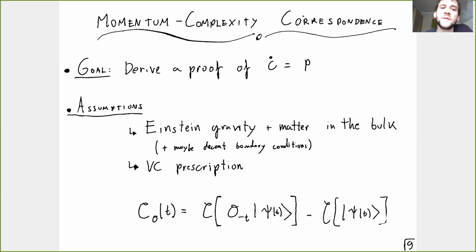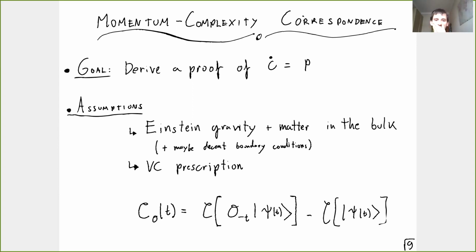So what we did in our papers is propose a momentum-complexity correspondence that is completely general, covariant, and recovers the correct phenomenology. Our goal is to derive a proof of this C dot equals P. For this, we need to define what P is, because there's a lot of freedom in defining a momentum. Our assumptions are very easy. We just assume that we have Einstein gravity and matter in the bulk, plus maybe some decent boundary conditions. In general, we assume some asymptotic Killing vector, for example time in the boundary, but we don't even need to assume AdS space, because it will also work on flat space.